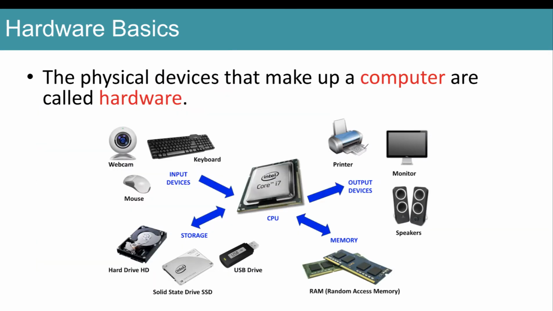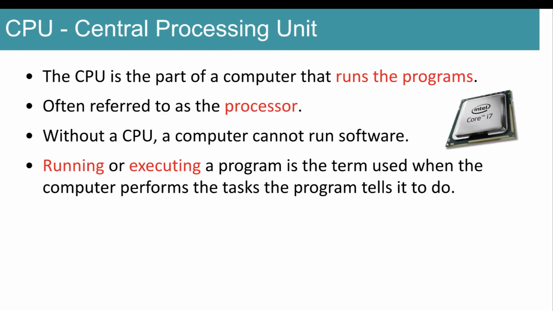So now let's talk about the physical devices that make up a computer. And those physical devices are called hardware. And we're going to talk about the CPU, output devices, memory, storage, and input devices. So the CPU, also known as the central processing unit, is the part of the computer that runs the programs.